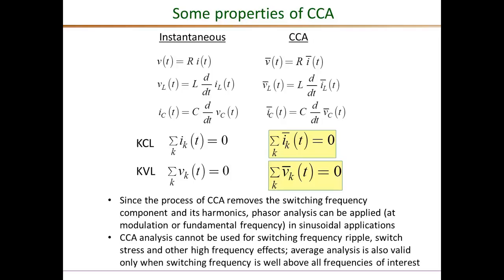For the same reason, since the CCA removes the switching frequency related information, it can only be used for fundamental frequency analysis or a DC analysis, and it cannot be used to study, for example, the switch stress or the switching frequency ripple in any quantity.